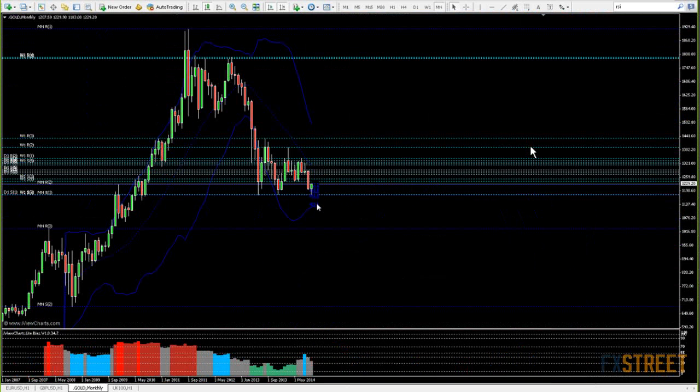Look at the higher time frames. Every time I speak to you guys on FX Street, I talk about this level here, and when it finally breaks 1183, then gold's finished. It's $1,000. It'll be $1,000 within weeks.